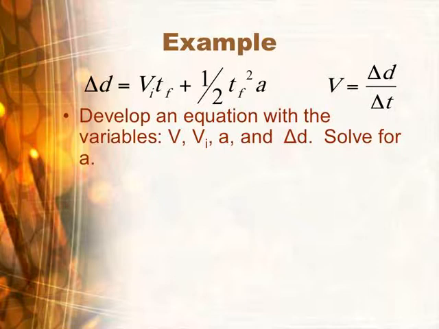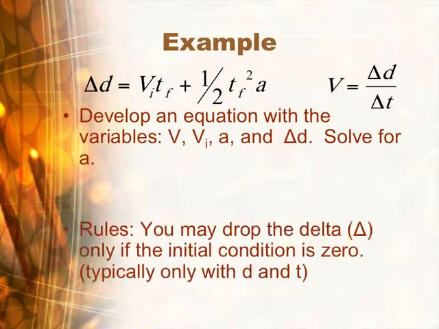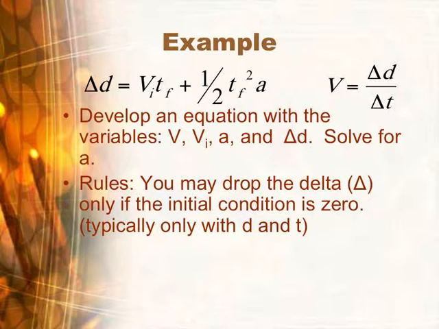All right, first tip, when you're doing substitution, you can drop a delta. For example, delta t. Okay, delta t is the same thing as tf as long as your initial condition is 0. Let me give you a drawing of what I mean by that. I'm going to come back to that in just a second.